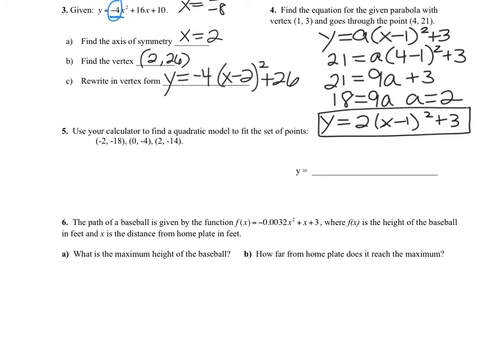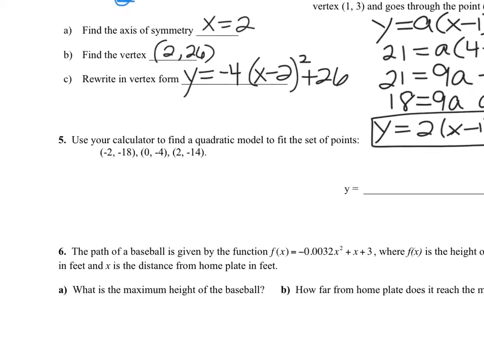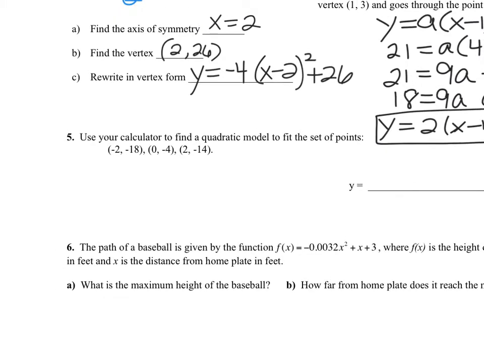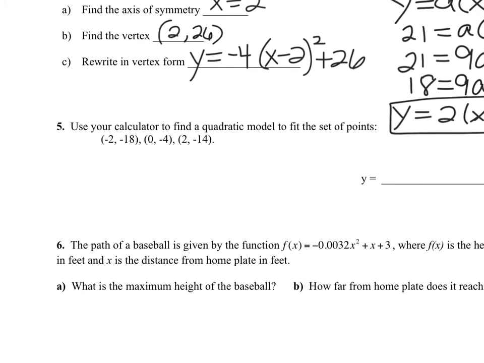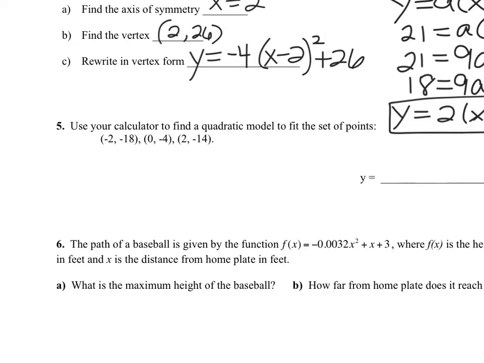Number 5. This is what we did today. Was that on recording? It's okay. It's very, very fun. Use your calculator to find a quadratic model to fit the set of points. They give you 3 points of a quadratic equation, and you're supposed to fit a quadratic model to this. The book teaches you doing this by hand. Because you spent $125 on this calculator, you don't have to do it by hand. You get to use your calculator.